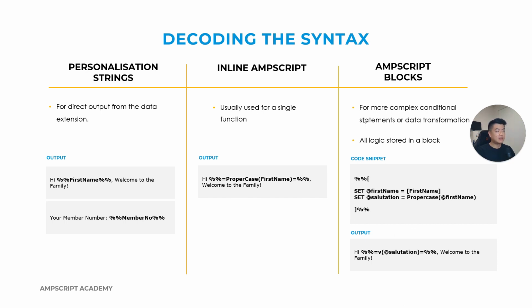This is where you actually code and get very practical with AMPscript. An AMPscript block is mainly used for more complex conditional statements and data transformations. The idea of an AMPscript block is that all the logic is stored within one code snippet, and you usually host it at the top of an email template or at the top of an SMS message, and then you just output the variables in the actual message as so. This will make sense. I'll go deeper into each detail, but these are the three main components that we'll dive deep into in the next slides.